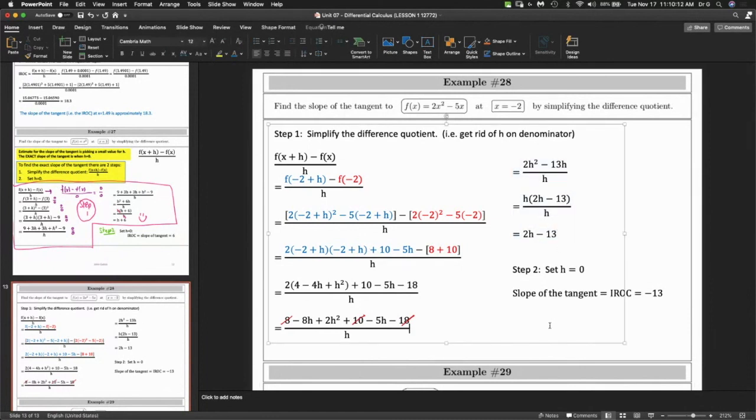Good work. Okay, so question 29 is another one like this, except the function is more complicated. It's a reciprocal function.